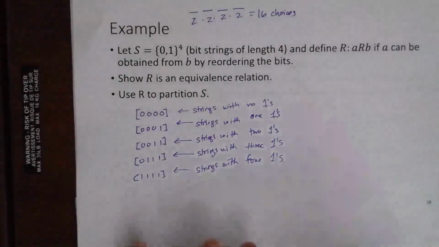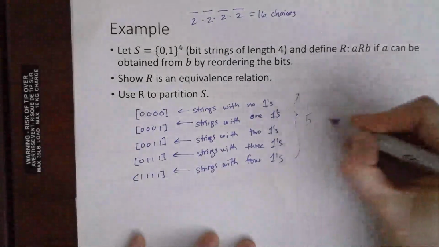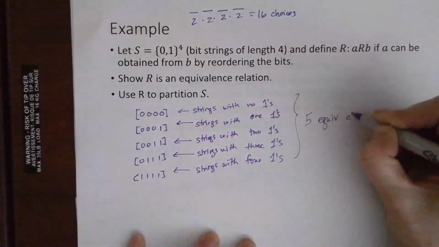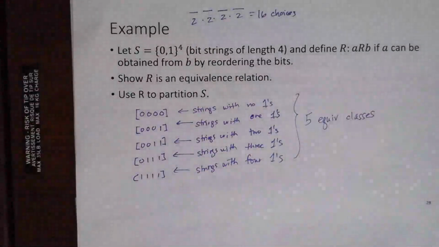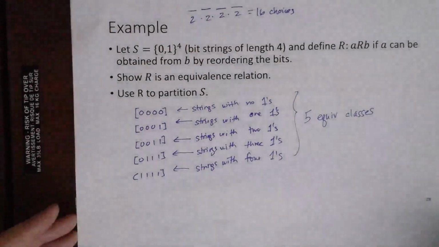So I've got these 5 equivalence classes. I don't have to write out every single element, but I know that it covers everything. And it will partition my set of bit strings, and I'll cover everything.